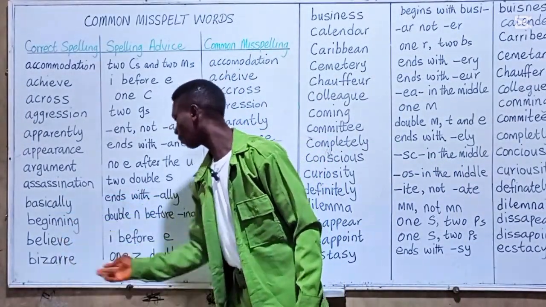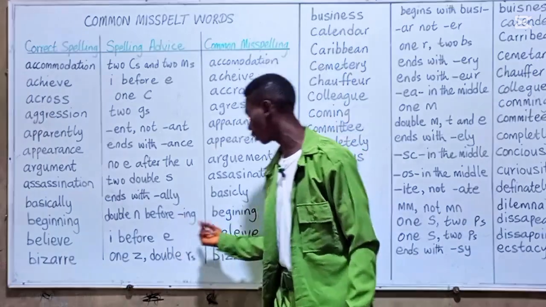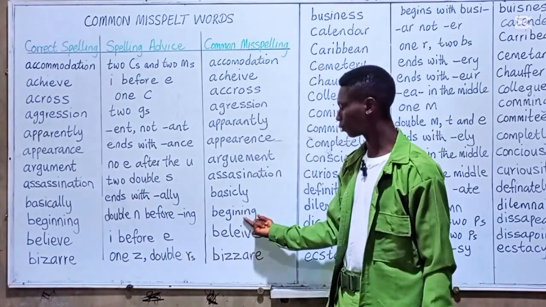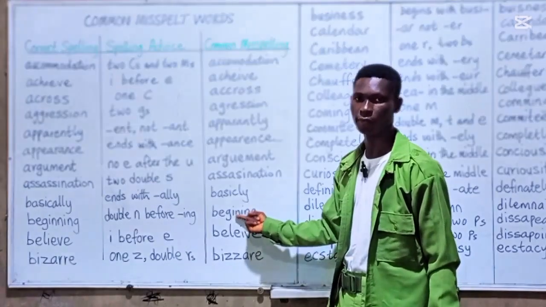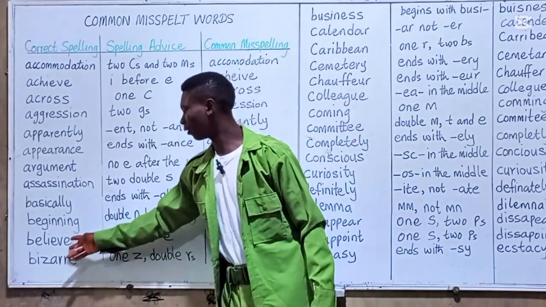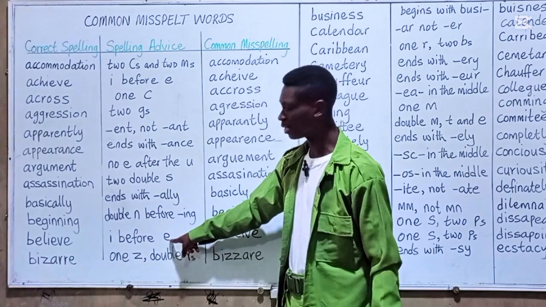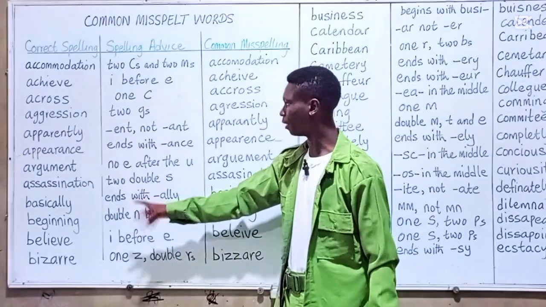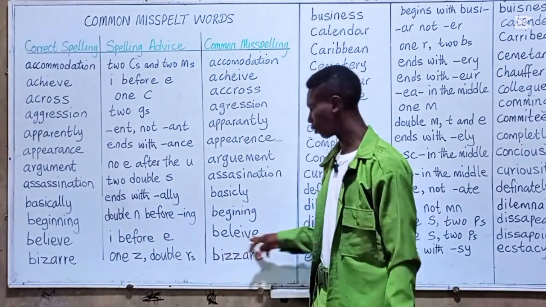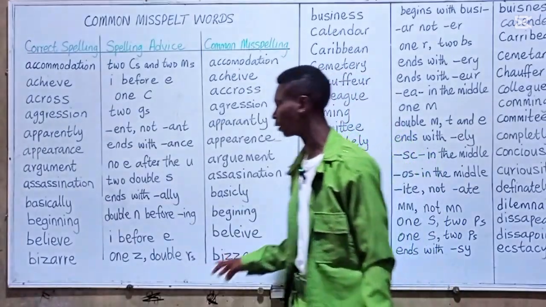We have beginning. Beginning has double N before ING. So don't mistakenly spell it this way. This is wrong because we have only one N before ING. We have believe. This is another one. So we have I before E. When you have believe or achieve, it is I before E. Not this way. If you have E before I, it is wrong spelling.